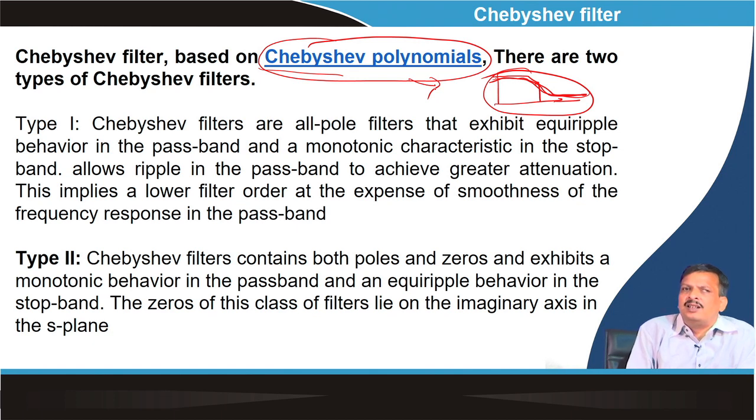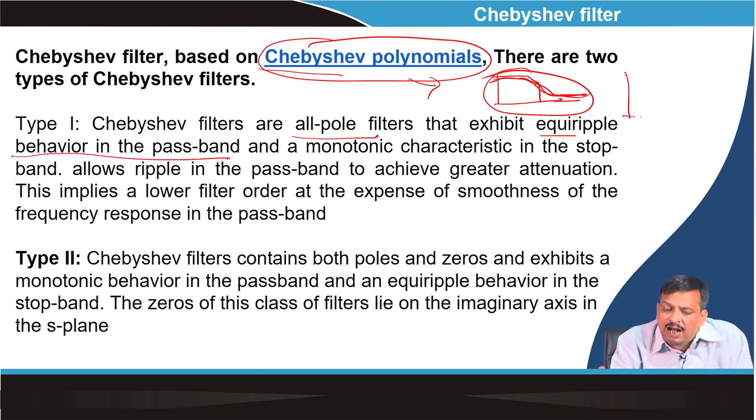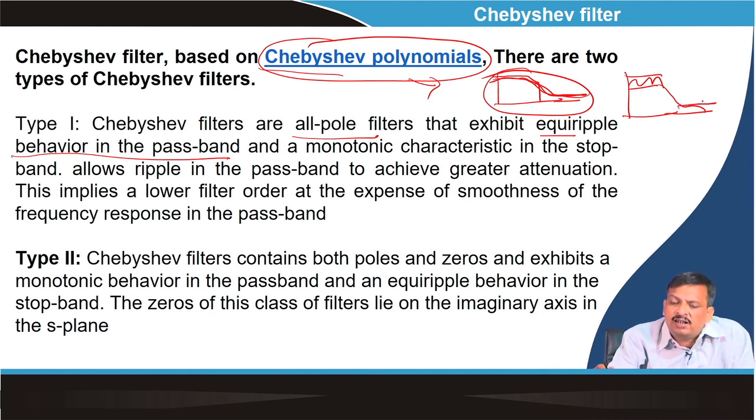Okay. So how is it designed? There are two types of design. One is the Chebyshev filter, which is an all pole filter that exhibits equiripple behavior in the pass band. So if I allow ripple in the pass band and the stop band is monotonic, that means no ripple, then I call it type 1.